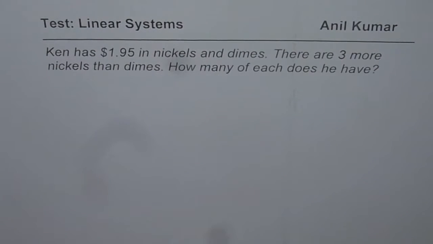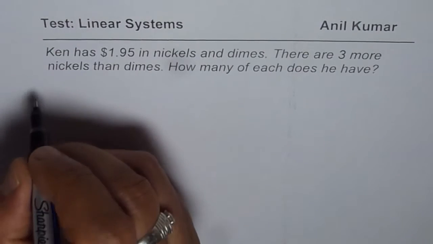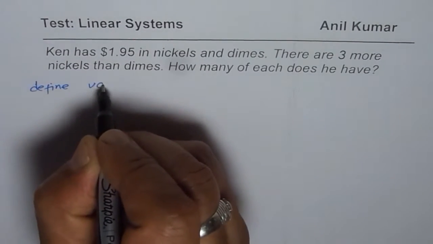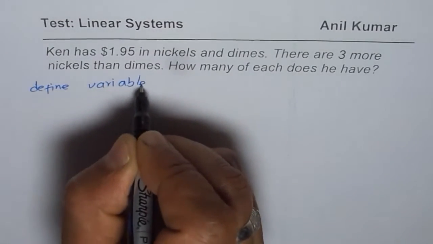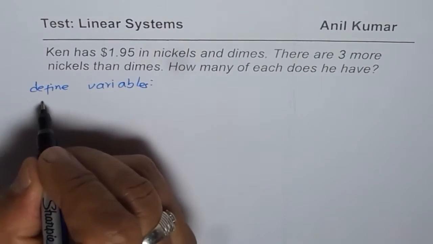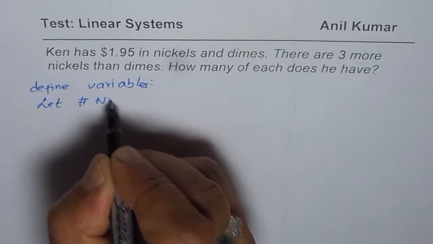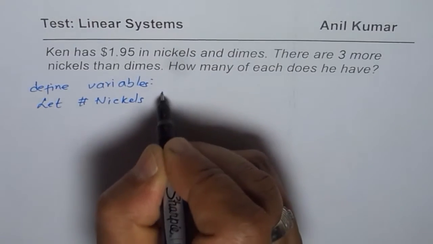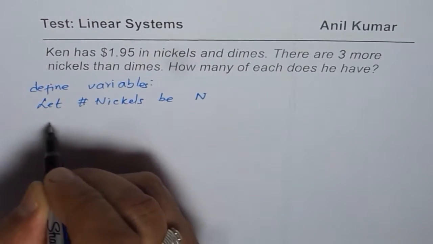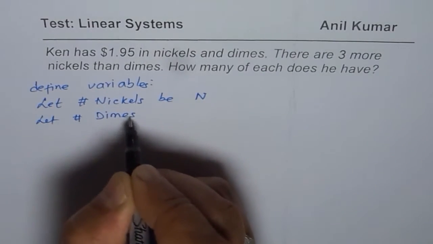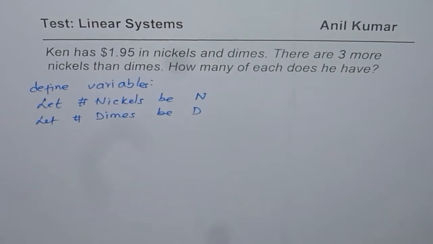In such questions, it is very important to define variables. So let's define variables. That is our first step. We normally do it with the help of a let statement. We say let the number of nickels be, let us say, n, and let the number of dimes be d, right? So if the nickels is n and dimes is d, then how will you find the value?